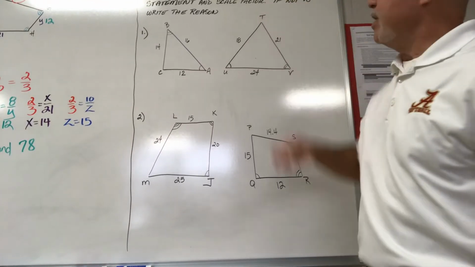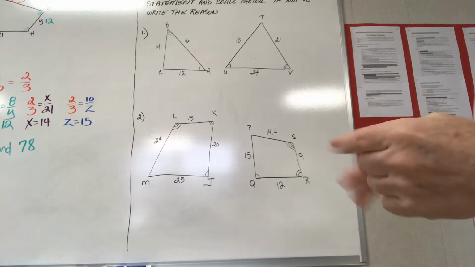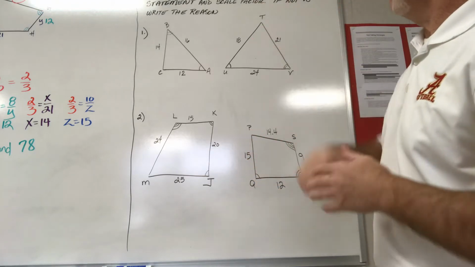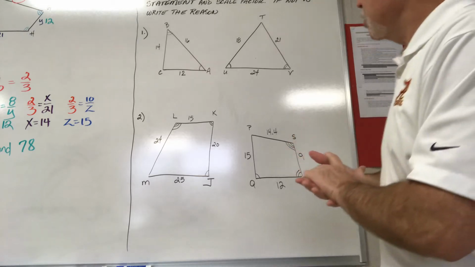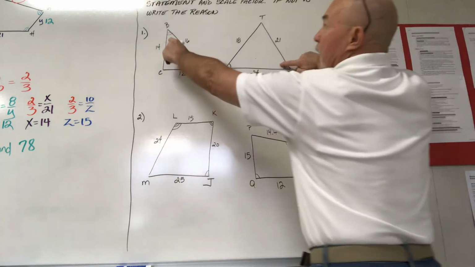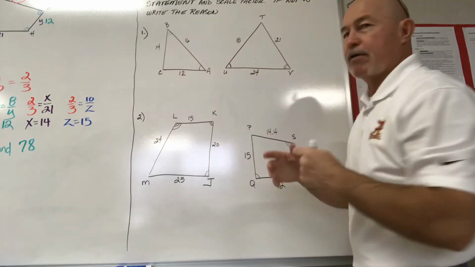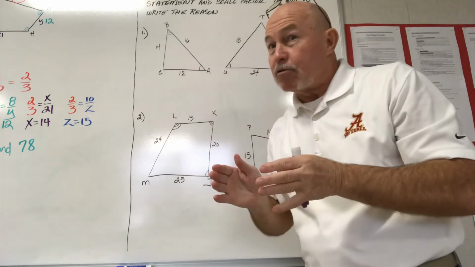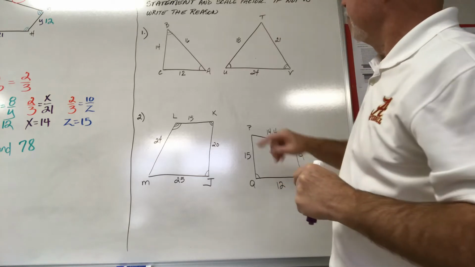determine whether each pair of figures is similar. If so, write the similarity statement and the scale factor. If they're not similar, write the reason. Okay, so here we go. We've got a pair of congruent angles, a pair of congruent angles, and since it's a triangle, we know that these two have to be equal to each other. So now we look for the sides that correspond.